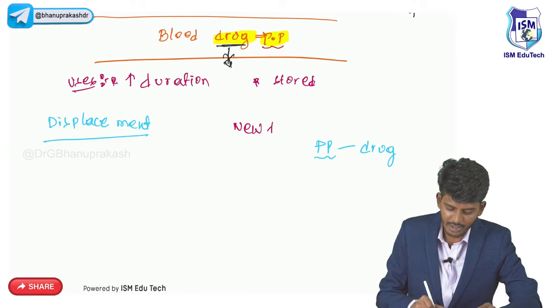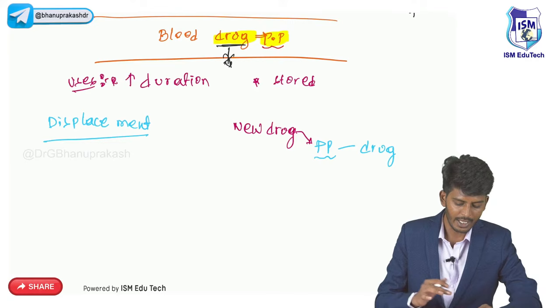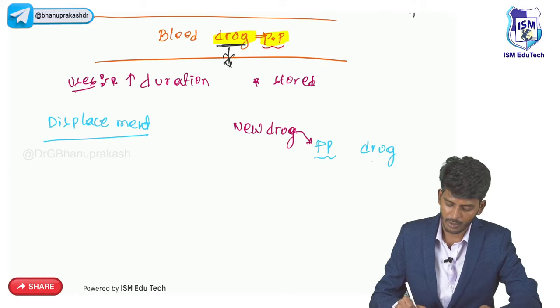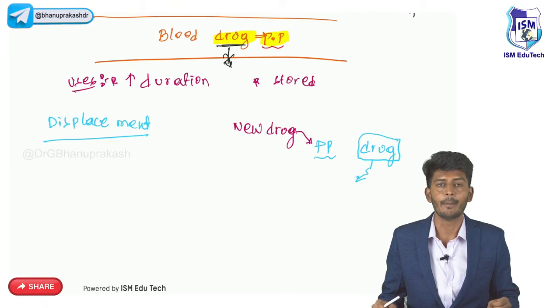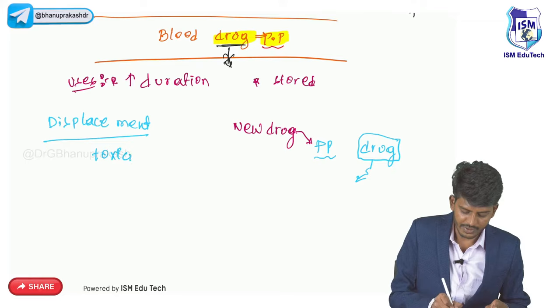Once the new drug comes, he will bind with the plasma protein and kick the old guy out. Now, this drug will become alone. So, if there is a displacement, what will happen? Suddenly, the drug will become free in a large quantity. If more drug becomes free, that might lead to toxicity. Displacement can lead to toxicity of the drug very easily.